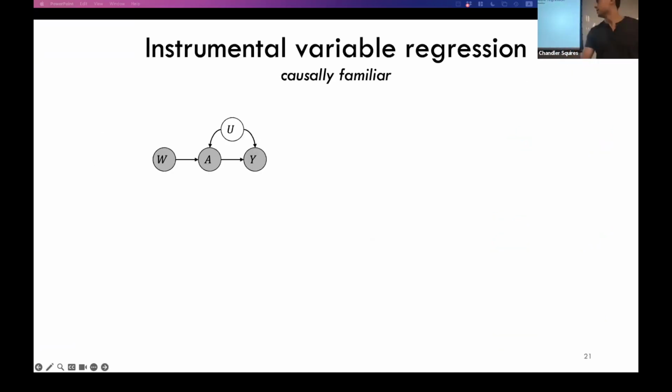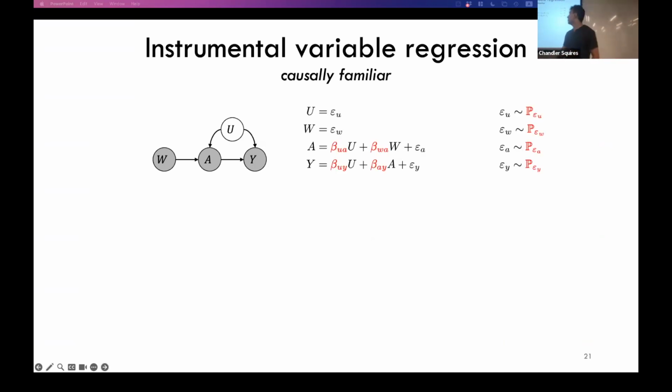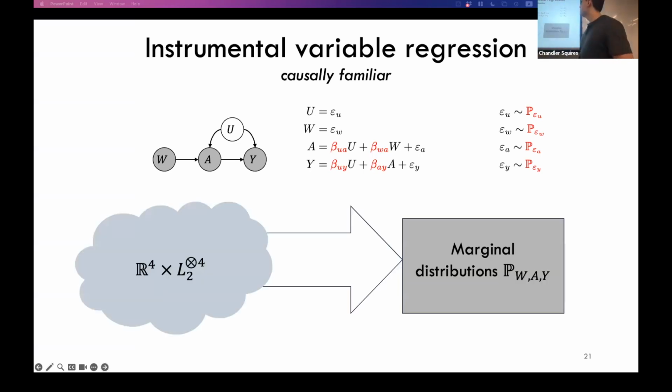To start off with a type of identifiability problem that people care about in these causally familiar domains, you might think of instrumental variable regression, where we observe the variable W, which is an instrument, as well as a treatment A and an outcome Y. Say that we're using linear structural causal models, so we're restricting the dependence in the causal mechanisms to be linear. So we're going to have this space of 4 real valued parameters, as well as these distributions here. That's the space of models that we're considering.